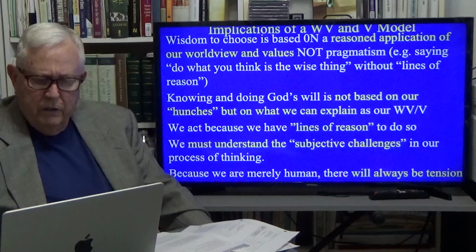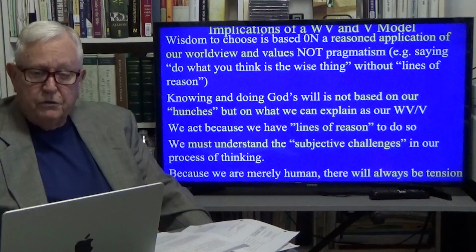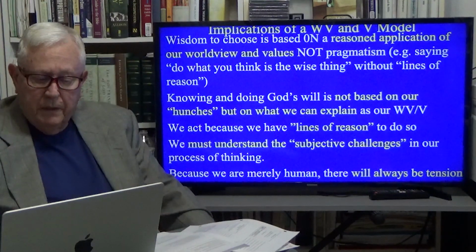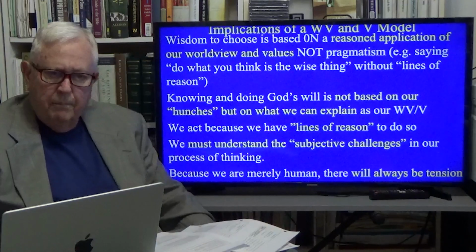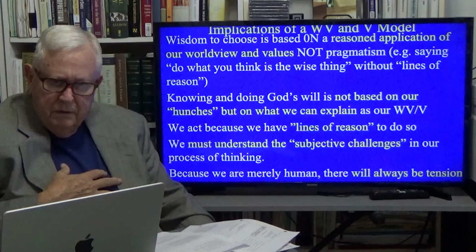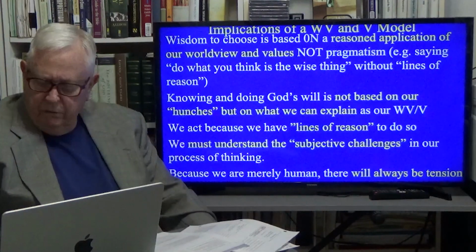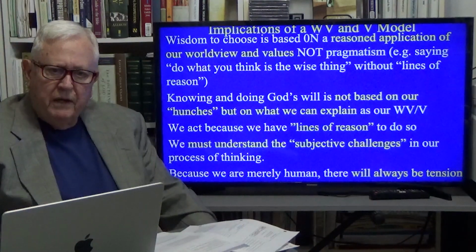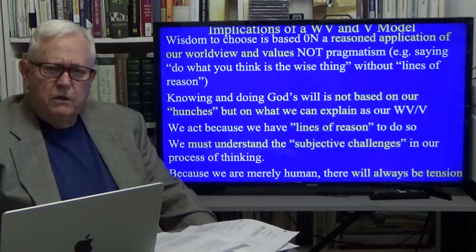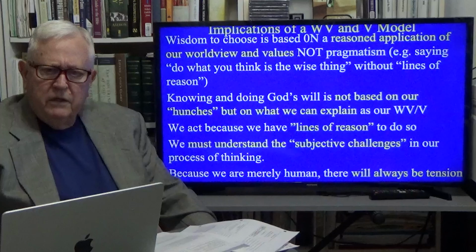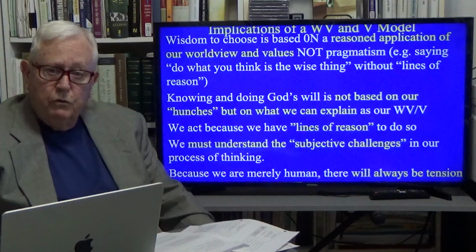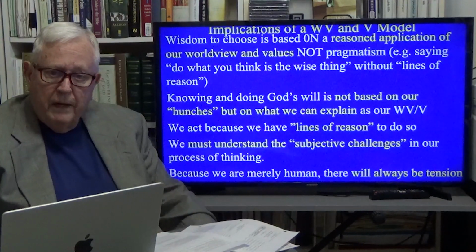Knowing and doing God's will is not based on our hunches, but on what we can explain as our worldview and values. It's not based on what I feel. Feelings are great things, and we all want to feel deeply about things, but the fact is feeling is not a transformed mind. Feeling is a product. You do right, you feel good. You do wrong, you feel bad.